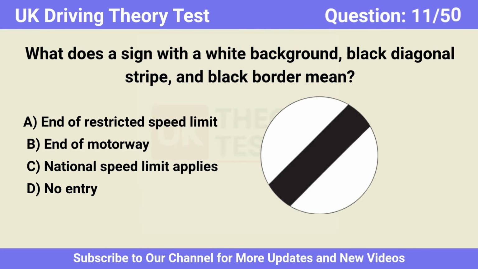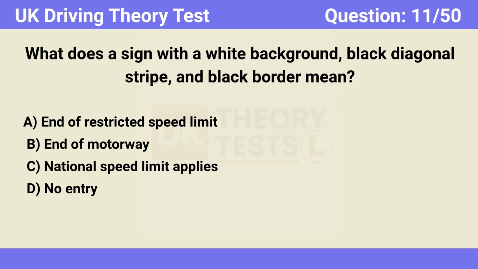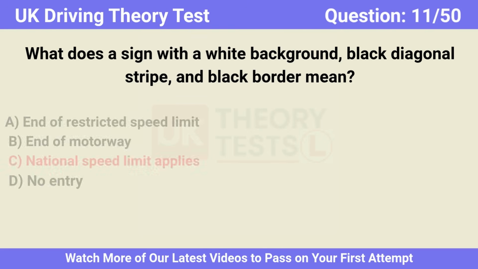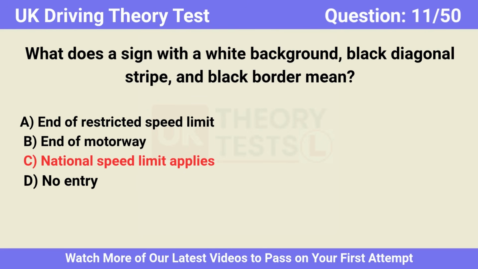What does a sign with a white background, black diagonal stripe, and black border mean? A. End of restricted speed limit. B. End of motorway. C. National speed limit applies. D. No entry. Correct option is C. National speed limit applies.